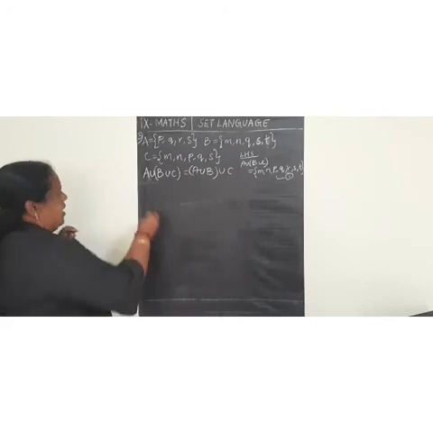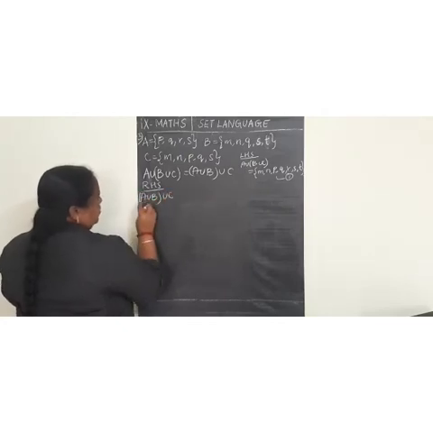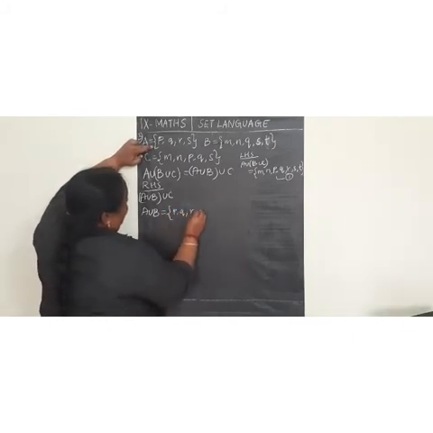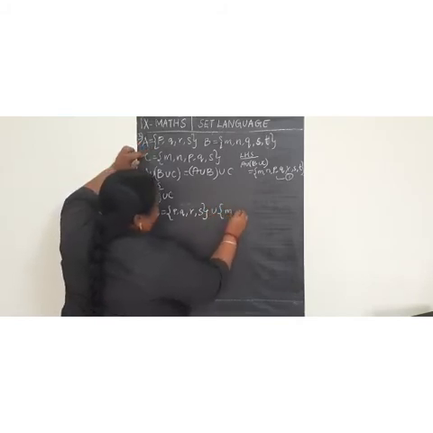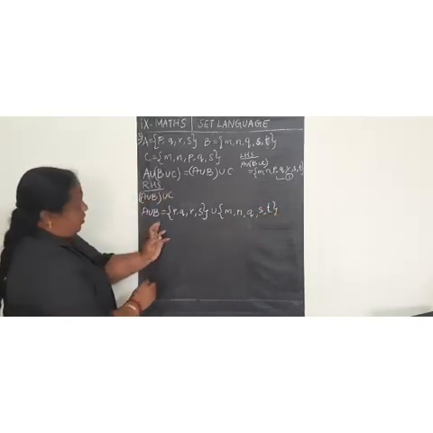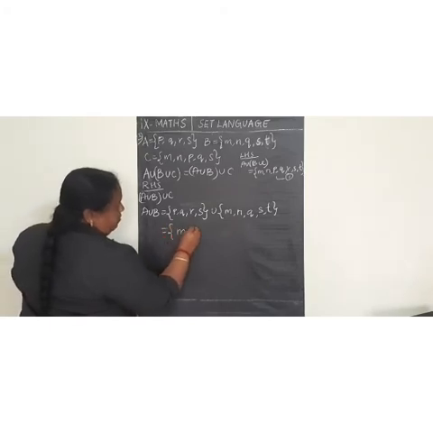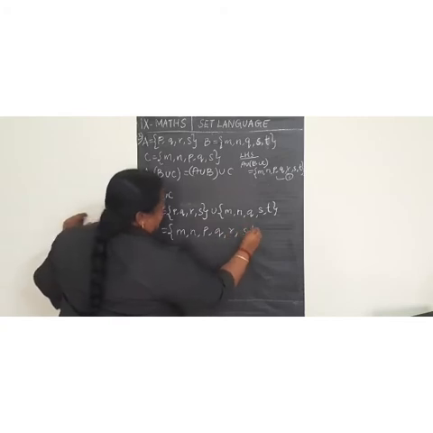Next we take the RHS, which is (A ∪ B) ∪ C. First we have to find A ∪ B. What is A? P, Q, R, S, union B, which is M, N, Q, S, T. A ∪ B means we combine both and write it. So what we get is M, N, P, Q, R, S, T.